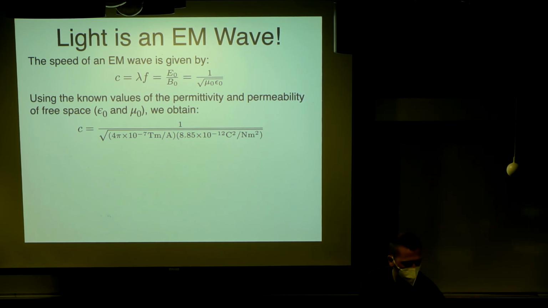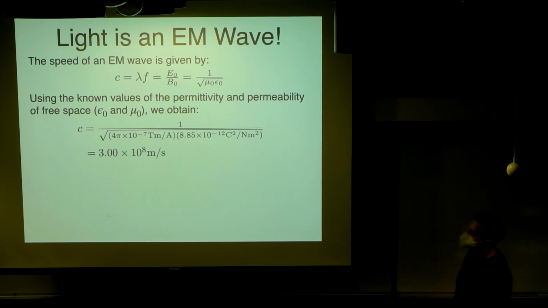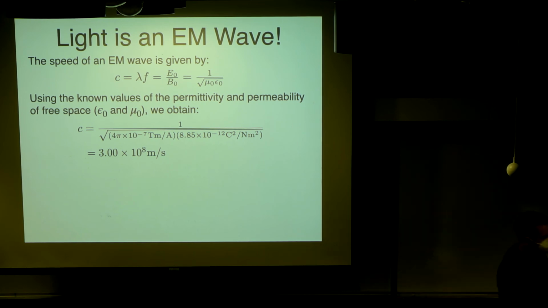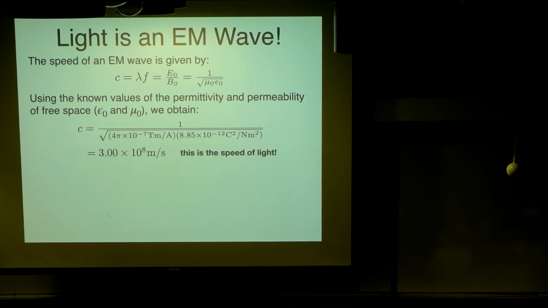2.99 times 10 to the 8. Yeah, 2.998 times 10 to the 8. If we round it off to 3 sig figs, it's about 3.00 times 10 to the 8 meters per second. Okay, you seen that number before? Speed of light. That is what we call the speed of light. So, this is the speed of light.